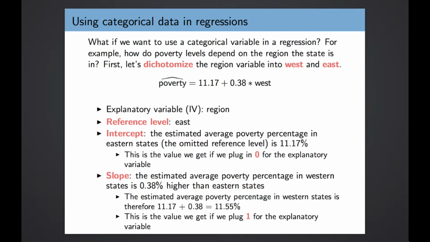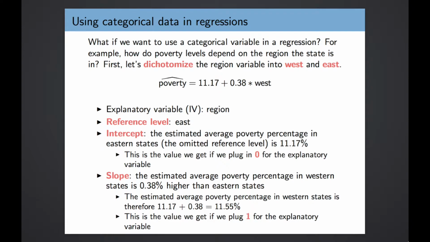So let's say that we want to know if the poverty rate in states is related to what region that state is in. So region is a categorical variable. It's not numerical. There's no way of putting regions on a number line. They're in different categories. So first thing that we're going to do is we're going to dichotomize the region variable. So we're going to decide whether a state is in the west of the country or the east of the country, for example. Now remember that a dichotomous variable or a dummy variable takes on values of 0 and 1.